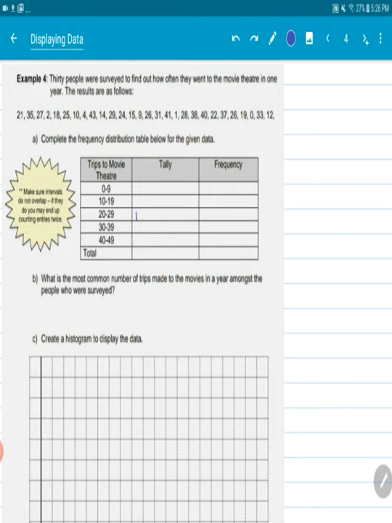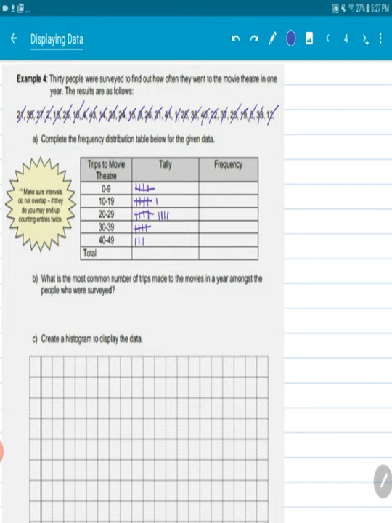Here's my tally for 21, cross it off. My tally for 35, cross it off. And you keep going, so I'm going to skip through this. But you keep going until you're done. I pre-filled this out so that I could go through it quickly, so that's why I'm not actually going this quickly. It took me longer when I did it the first time.